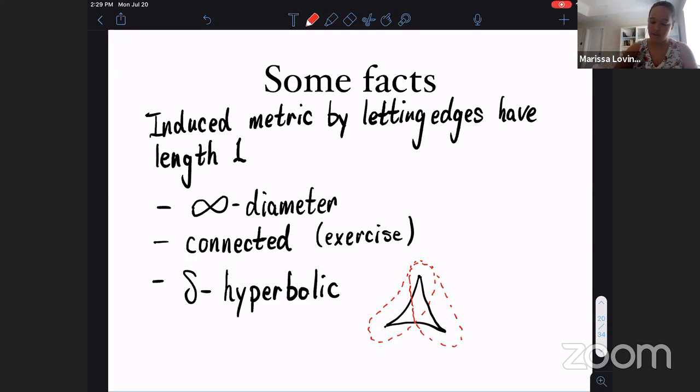So one thing I want to note is that these facts, I can go ahead and write in red, are results of Harvey, Masur, and Masur-Minsky. So these come as part of the work that they did in those 2 papers that I mentioned at the beginning of the talk.